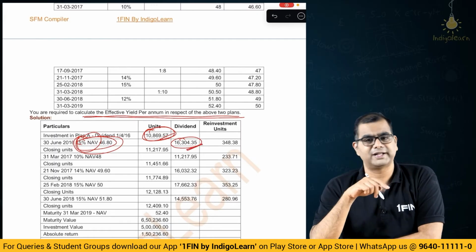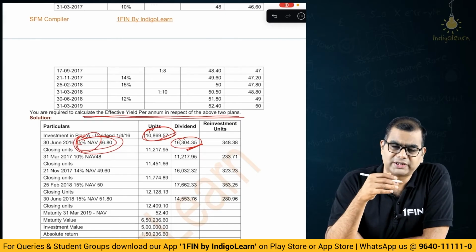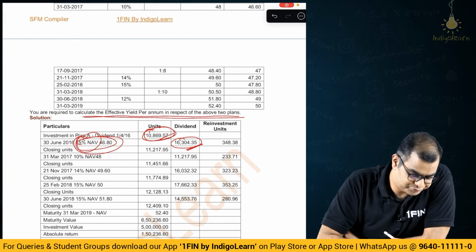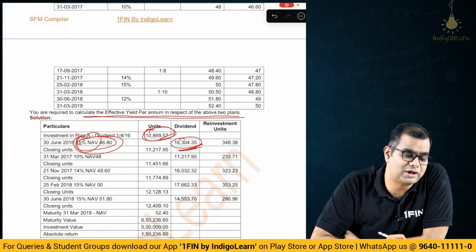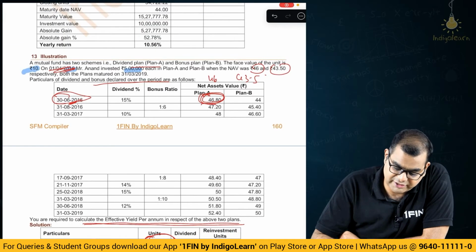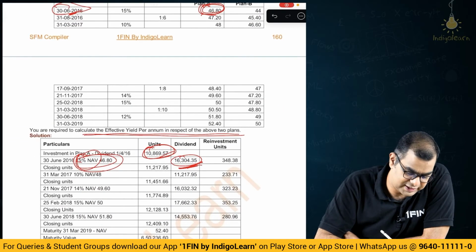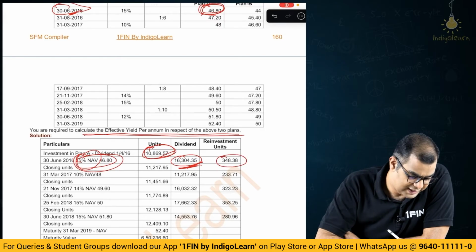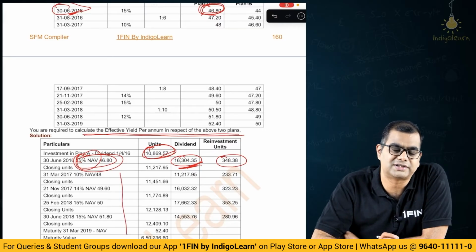Now, also please note, in this particular chapter, you can have units in partial fractions or decimals also. You can go up to 2 or 3 decimals. If they specifically say use 3 or 4 decimals, that is fine. Otherwise, 2 decimals is usually okay. So, 16,304 is the dividend that you got. Now, that dividend is reinvested. Reinvested at what rate? 46.80. They themselves have said. So, divide by 46.80, you get 348.38. So, you've got additional units of 348.38. Like that, every year the dividend comes to you, the dividend is reinvested in some units, and those units add up to your opening units.